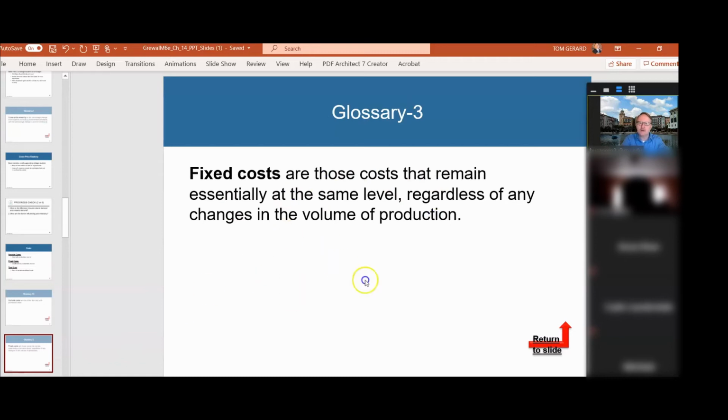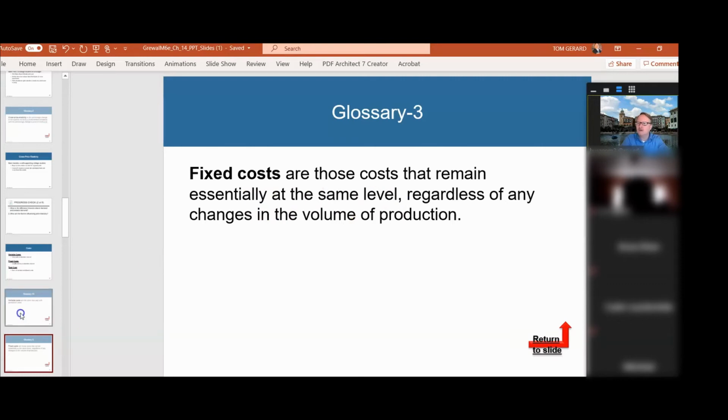Fixed cost is the same. So think about your rent at your apartment or your house. It doesn't really change depending on how many hours you're sleeping there, right? It doesn't change if you have 20 people living in your house or you have one person living in the house. The rent is the same, fixed costs. So in accounting, we talk about fixed cost. What are our monthly costs? Well, our fixed costs are the same.